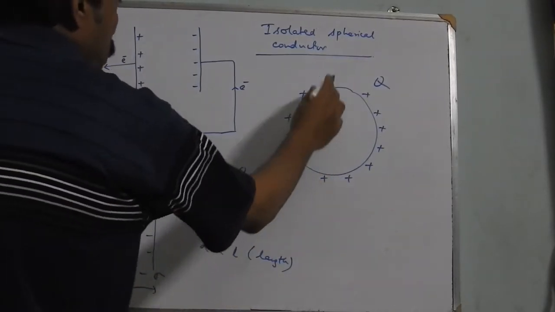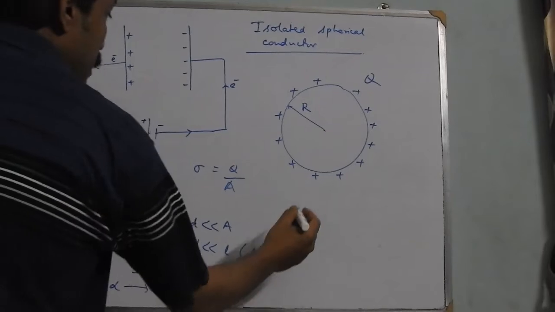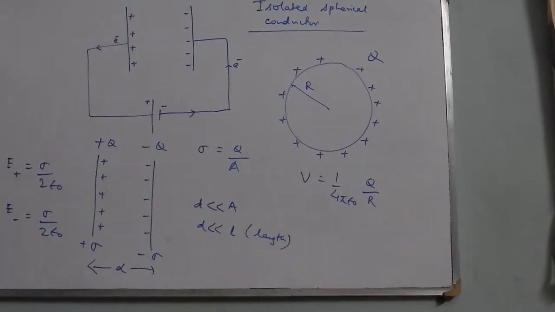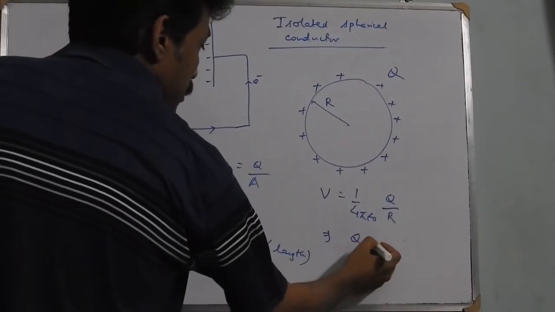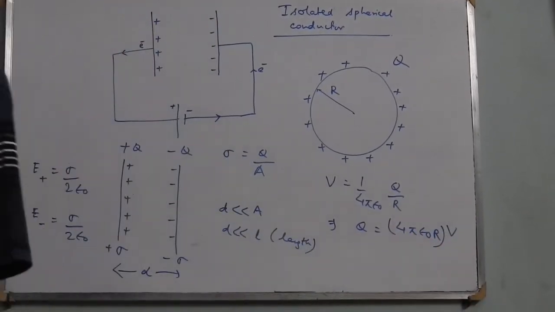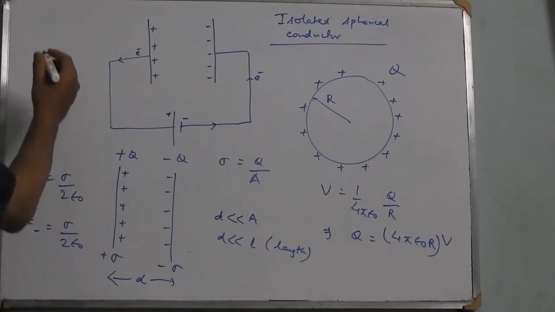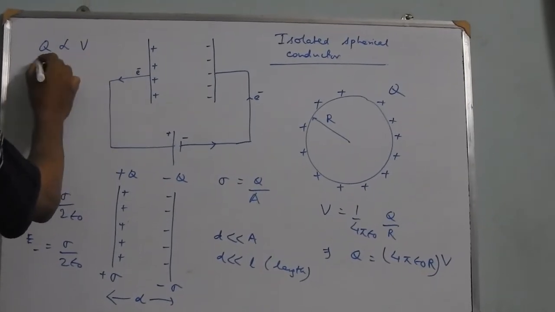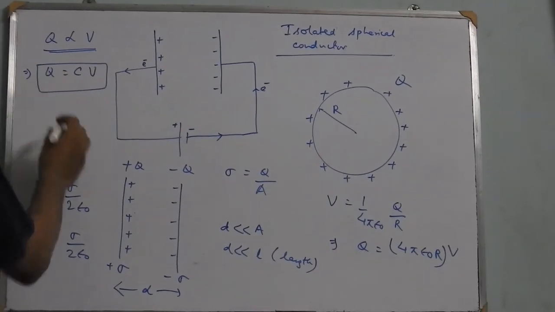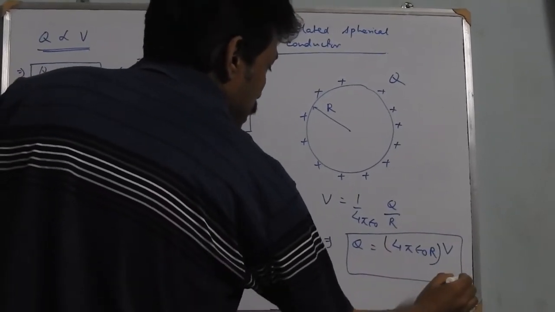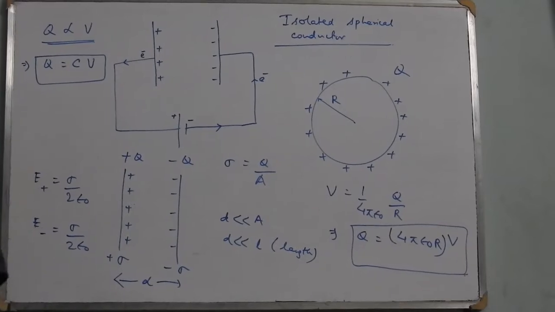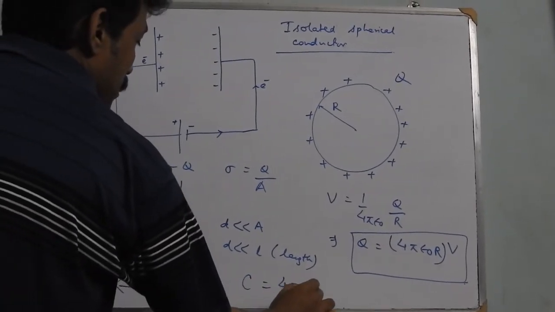We know that the potential on the surface of the conductor is 1 upon 4 pi epsilon 0 Q by R. So from this you can say that Q is equal to 4 pi epsilon 0 R times V. But in the previous discussion we also showed that the charge on the capacitor is proportional to the potential difference and the constant of proportionality is obviously C. So from these two equations, if you compare them, you will see that the capacitance of this isolated spherical conductor is 4 pi epsilon 0 R. The capacitance is 4 pi epsilon 0 R.